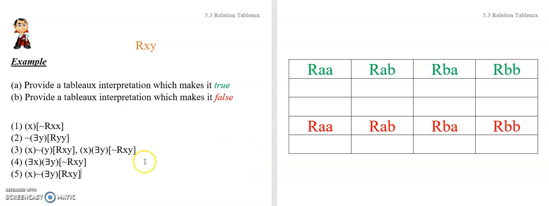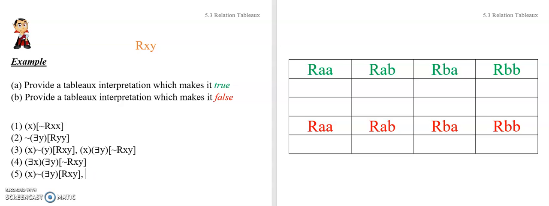Okay, so the way to begin is to start by trying to understand the sentence. One way of thinking about the sentence is to say, this says for everything, it's not the case that it bears R to at least one thing. So both A and B are such that they bear R to nothing.